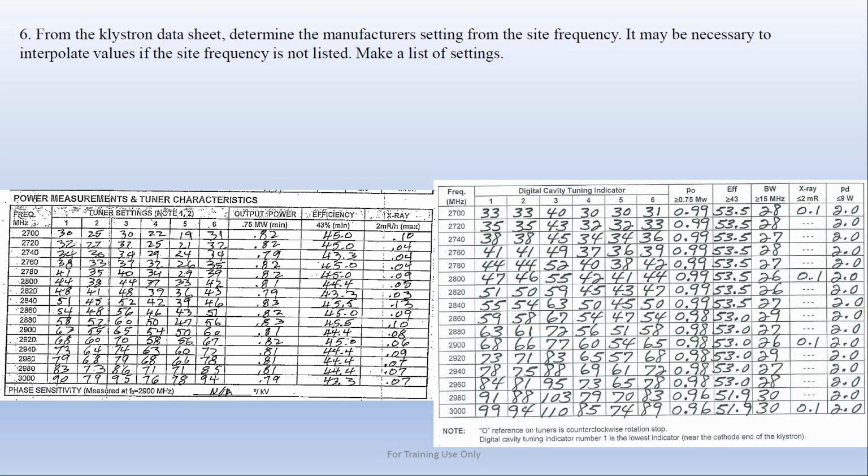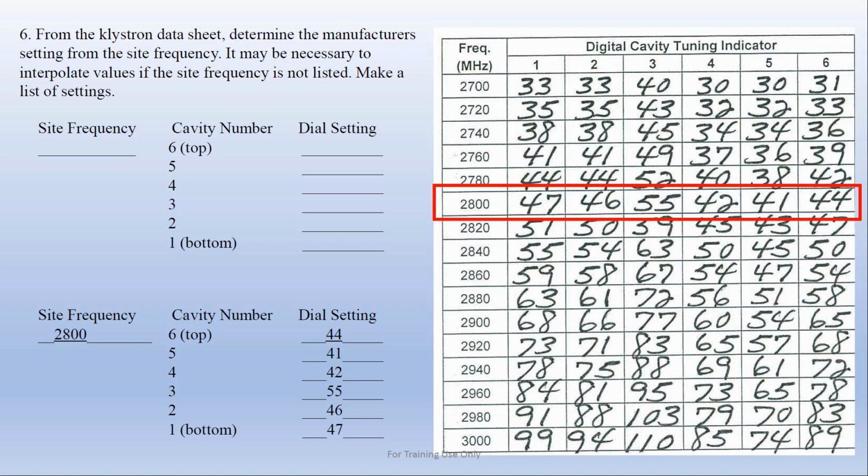So the manufacturer has tuned these tubes in preset frequency intervals, and we're going to use these numbers to preset our tube. If you're fortunate enough to have a site that's running on one of these even frequencies, all you have to do is come down to that frequency and transport those numbers from the data sheet into our procedure.